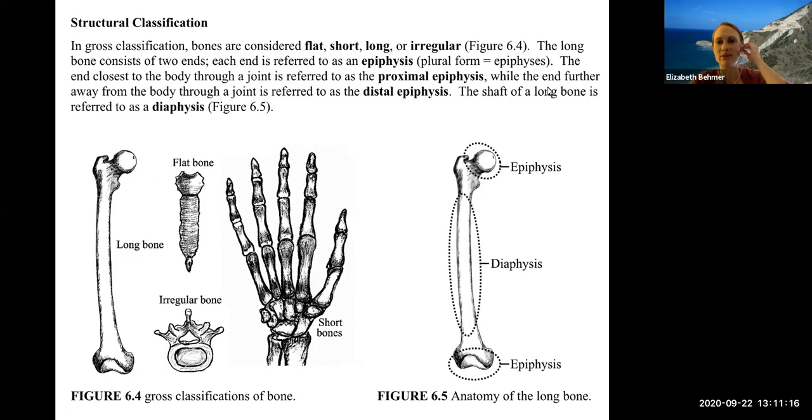Then we'll look at some of the structural classifications of bones. We classify your bones depending on their structure into long bones, flat bones, irregular bones, or short bones. Examples of long bones are your femur, like is shown here, or your humerus. A flat bone, this is your sternum, so your breastbone. Other examples of flat bone, where else do you guys think you have flat bones? Any ideas?